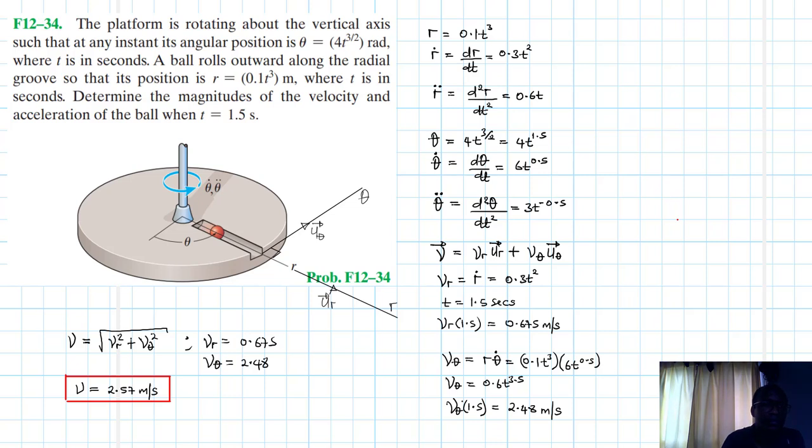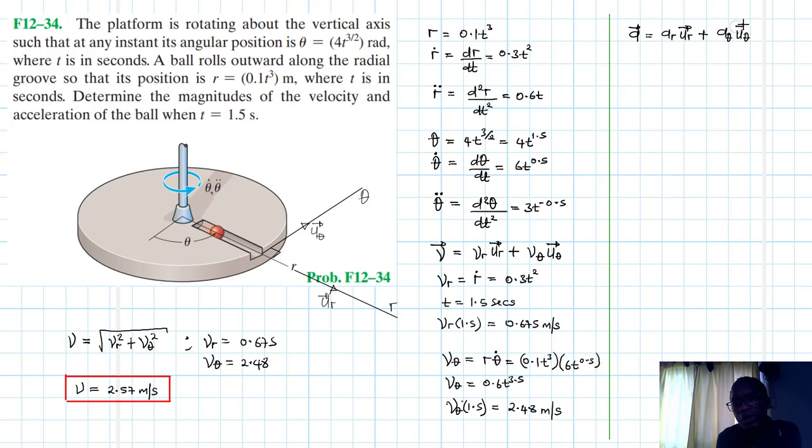Okay, so that is the velocity for this ball at t equal to 1.5 seconds. Let's move on to the acceleration. Alright, so we have the acceleration here expressed as a vector. This is equal to AR UR plus A theta u theta. To check how these are derived, you get back to your textbook.